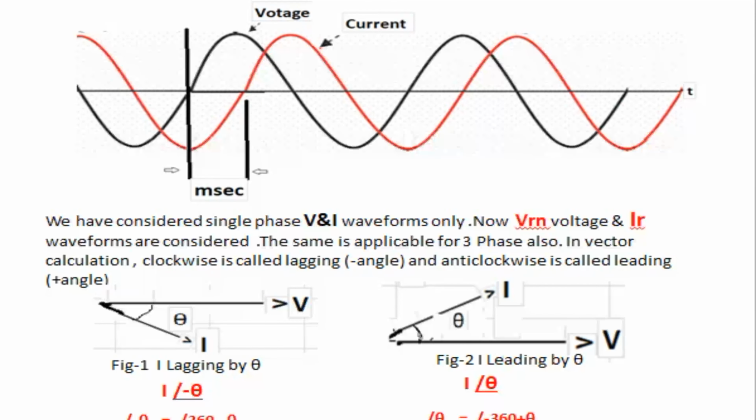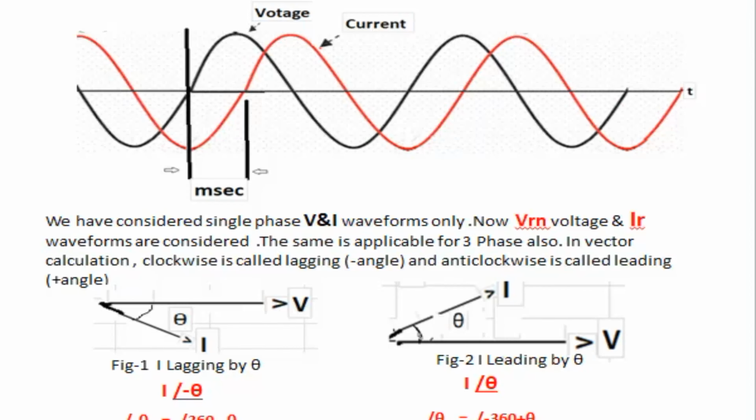In vector calculation, clockwise is called lagging, minus angle, and anti-clockwise is called leading, plus angle. Now you see two figures here. Figure 1 is lagging by angle theta, which you can represent as I angle minus theta. In figure 2, I is leading by theta, which means I angle theta. A lagging angle can be represented as leading also.